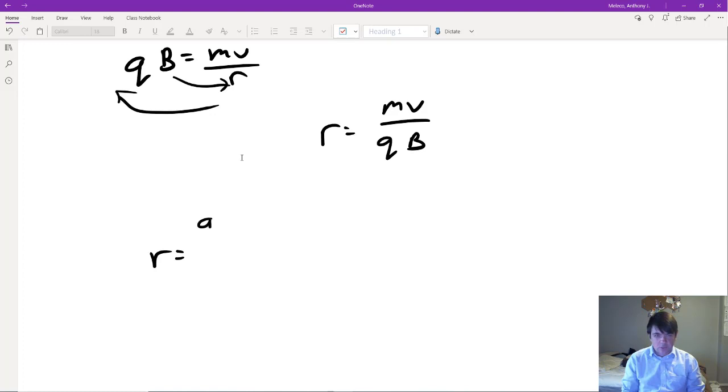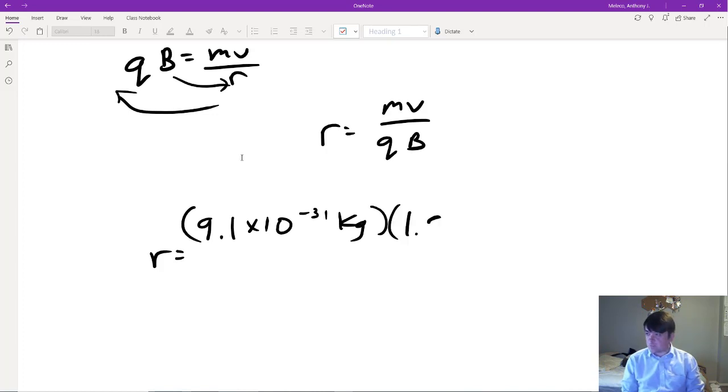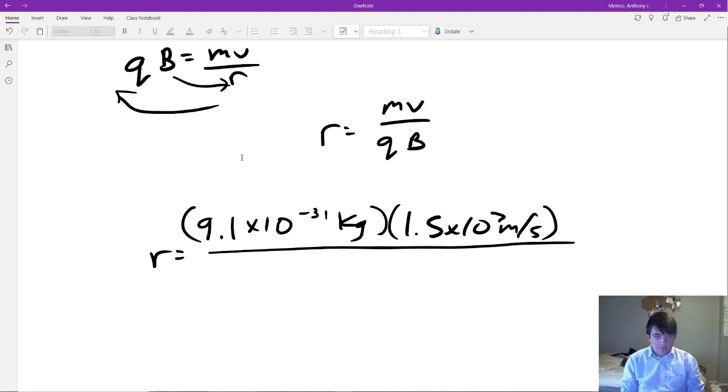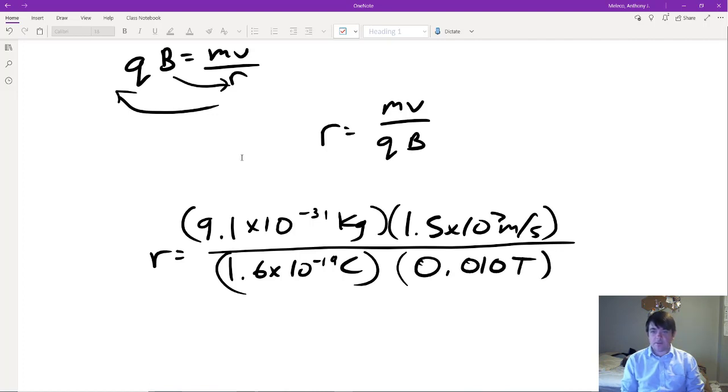And what we can do is just plug in. We're told that it's an electron, which means its mass, and this will be given on an exam or whatever, is 9.11, but whatever, 9.1 is accurate enough. 9.1 times 10 to the minus 31 kilograms. The velocity is 1.5 times 10 to the 7 meters per second. And the charge, 1.6 times 10 to the minus 19 coulombs, because it's an electron. Don't worry about the sign here. And the magnetic field is 0.010 Tesla.